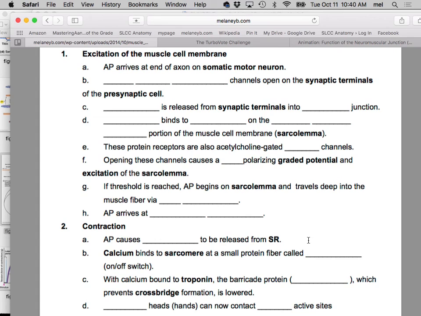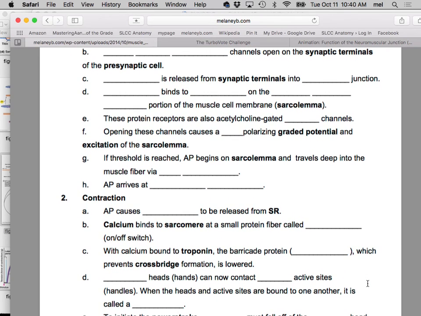Action potential causes blank to be released from the SR. Calcium, and now we're at B. Calcium binds to the sarcomere at a small protein fiber called what? Troponin. Good. With calcium bound to troponin, the barricade protein blank, tropomyosin, which prevents crossbridge formation, is lowered.